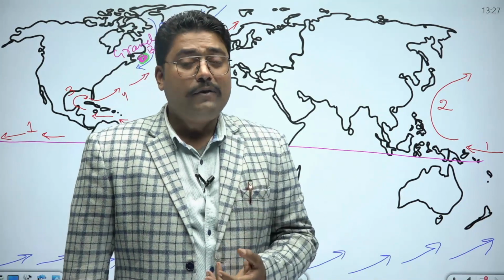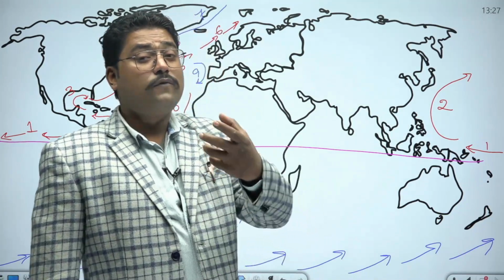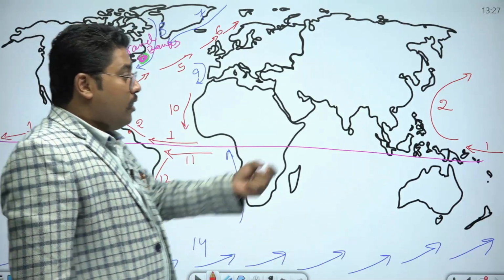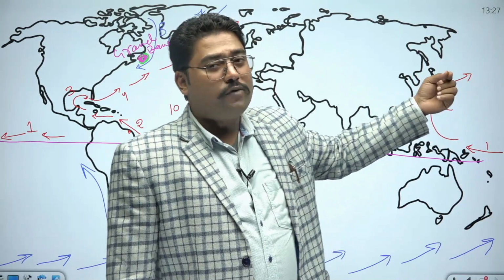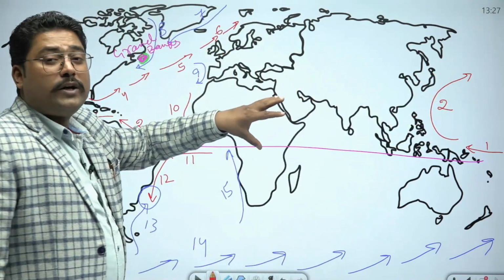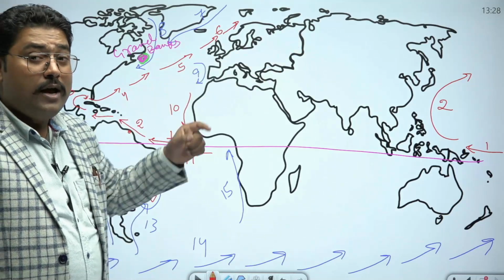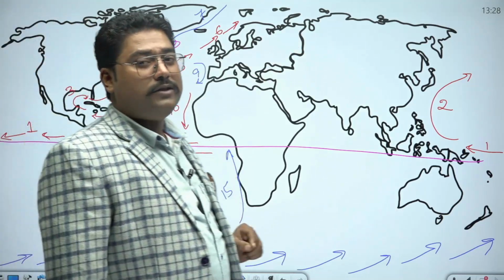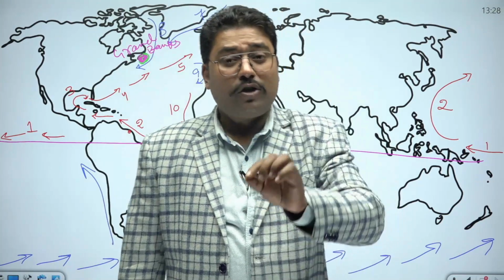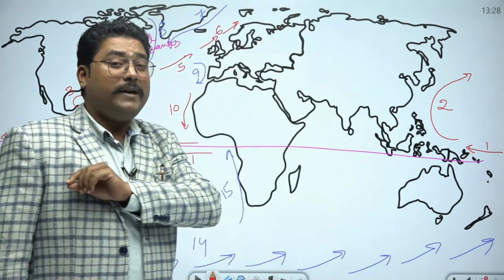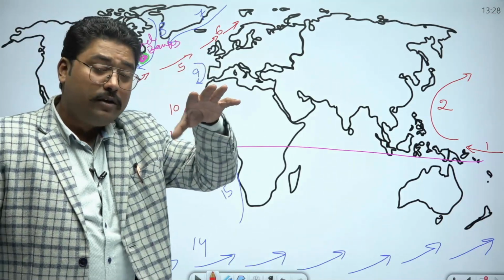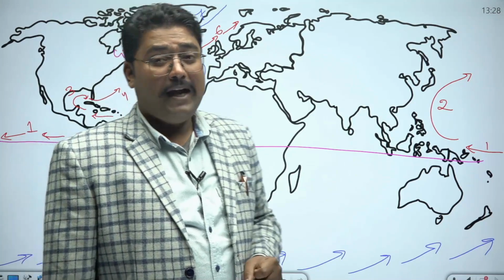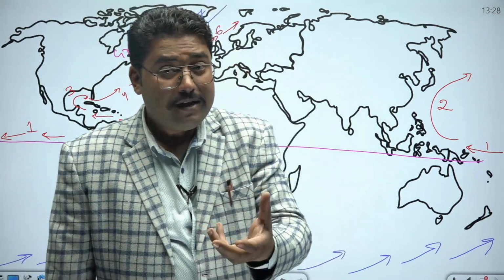Now let me give you the importance of the Kuroshio current. The Kuroshio current is warm in nature and it is passing through the eastern coast of Japan, and Japan is located in temperate latitude. Now again, during winter season, the temperature of the Sea of Japan, or basically the coast of Japan, will become below freezing point and they will freeze.